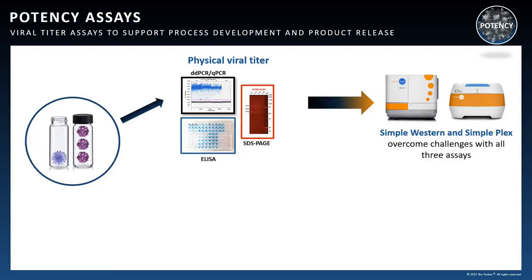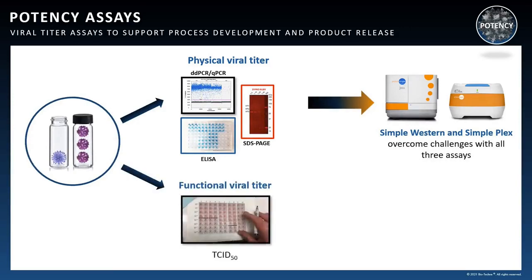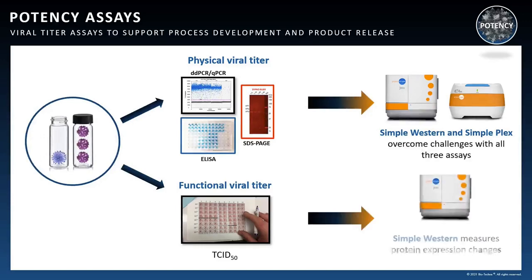The second potency assay is called the functional viral titer assay, or infectious viral titer. In this assay, typically cells are infected with a serial dilution of virus to determine what's called the TCID50. In this case, again, Simple Western may be more useful in measuring expression of the expressed transgene.